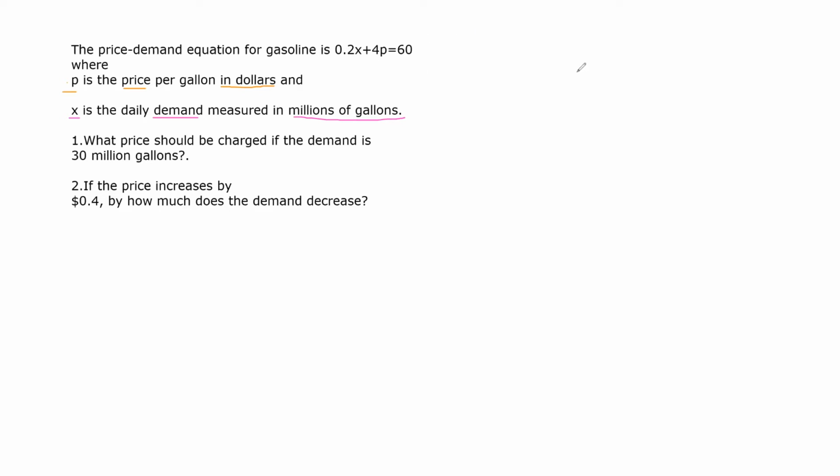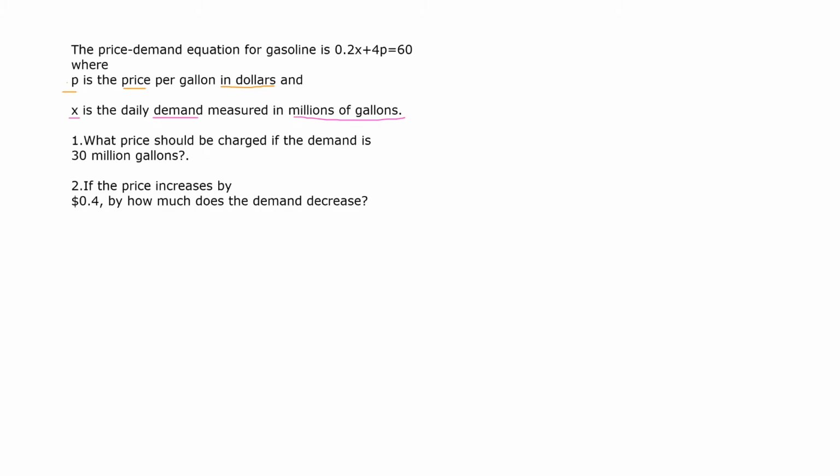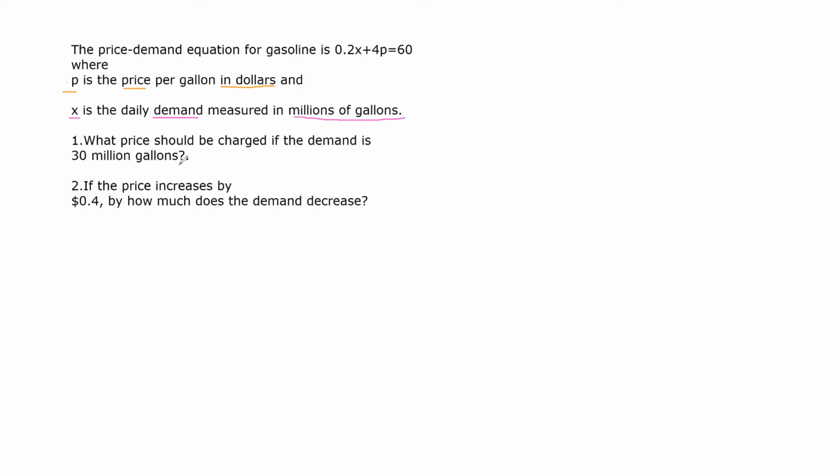Okay, so I know two things. I know my price is p, and I know that my demand is represented by x. Question one, what price should be charged if the demand is 30 million gallons? Demand is x, demand is pink, and it's 30 million gallons. So now I can use this model and replace letters with numbers.